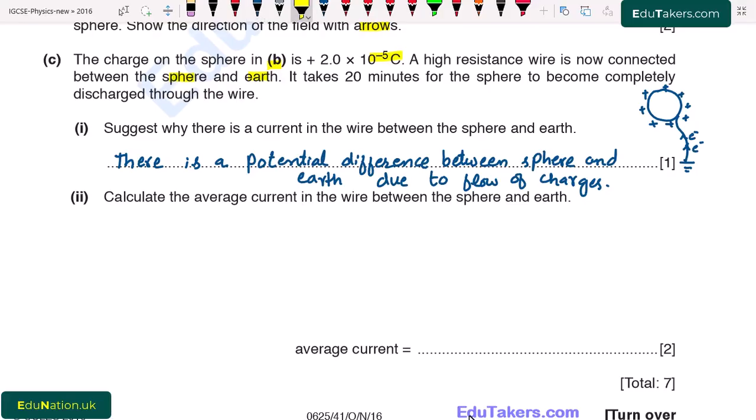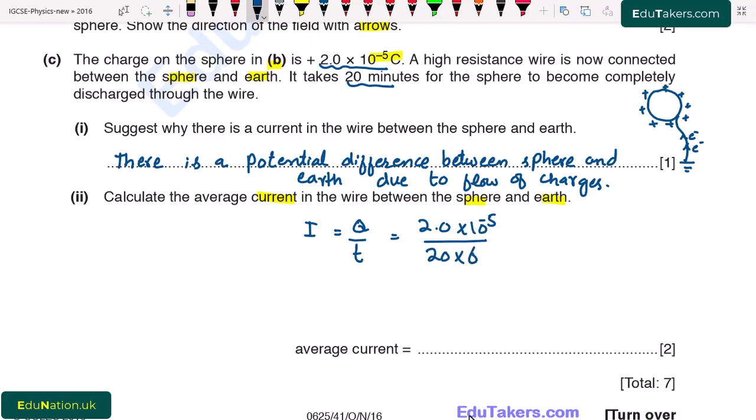Next, part 2. Calculate the average current in the wire between the sphere and the earth. So here we have to find out the value of the average current, where charge on the sphere and the time is also given. So I use the formula that current is the rate of flow of charges, that is I is equal to Q over T, where charge is 2.0 into 10 to the power minus 5 coulomb divided by time. Time here is given 20 minutes and we have to convert 20 minutes into seconds. So I multiply it with 60.